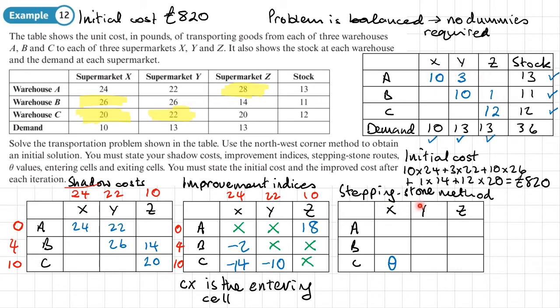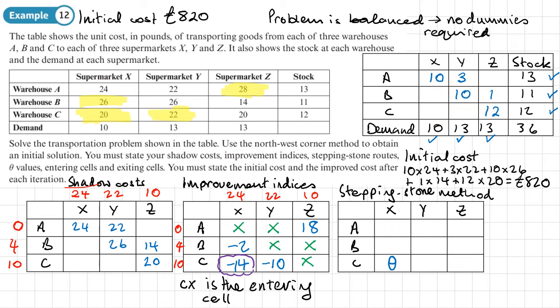So when you get to your stepping stone method, first of all, locate the cell that has the most negative improvement index, and that's this one here. In my stepping stone method matrix here, put theta in that cell, and then we go back to the stock values, the demand values that we had here in our initial solution, and we need to rebalance those. So imagine you put theta in these cells, but you don't want to change the totals of the rows and the columns.